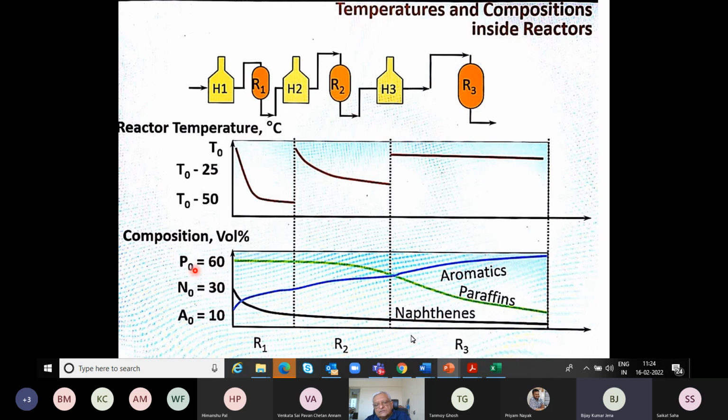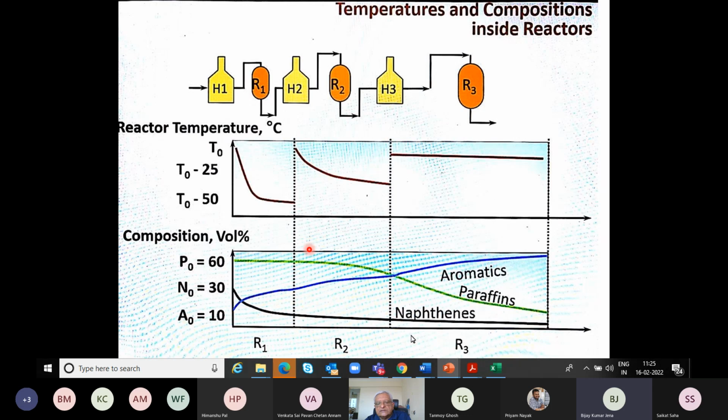And if you look at the composition profile of paraffins, naphthenes, and aromatics, this is the feed composition: 60% paraffins, 30% naphthenes, and 10% aromatics. This is the straight run naphtha composition. So N plus 2A is like 50 here, which is pretty low for a typical reformer feed. So you can see that as we enter the first reactor and as the reactions happen in the first reactor, the naphthenes start dropping down. And to that extent, the aromatics go up. The paraffins roughly remain the same.